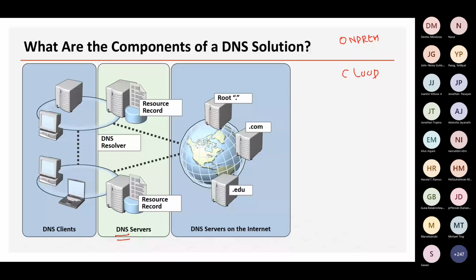For example, if I need to make this server a DNS server, then on top of the operating system, similar to your DHCP, you need to install the DNS service here. Once the DNS service is installed, a DNS database will be created here.